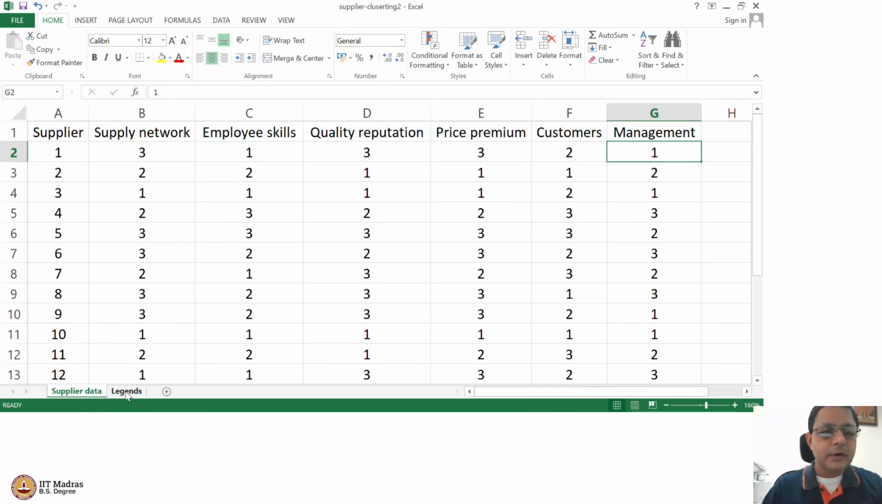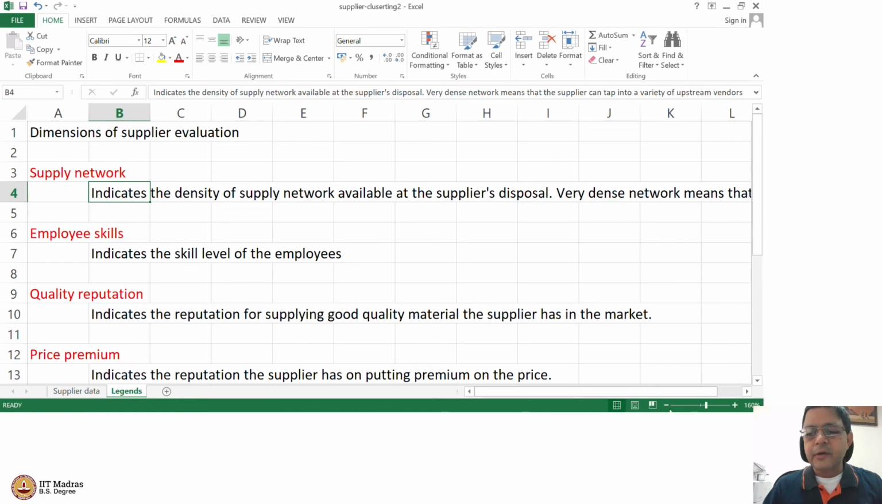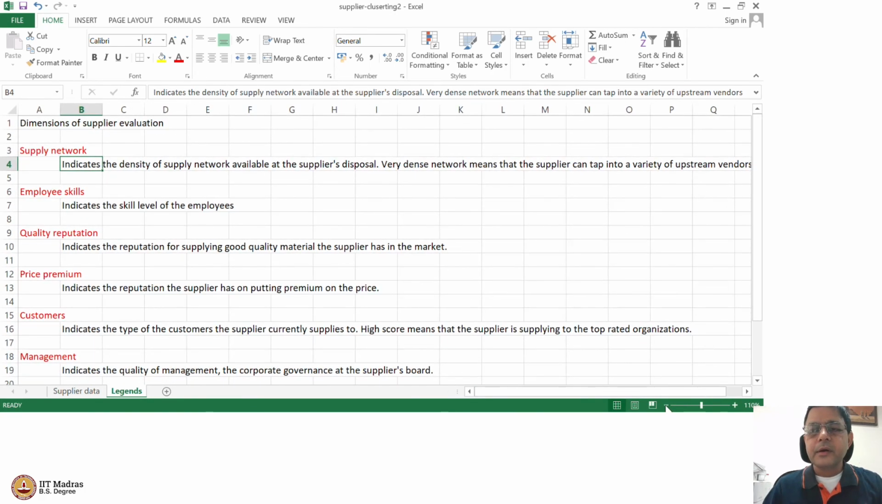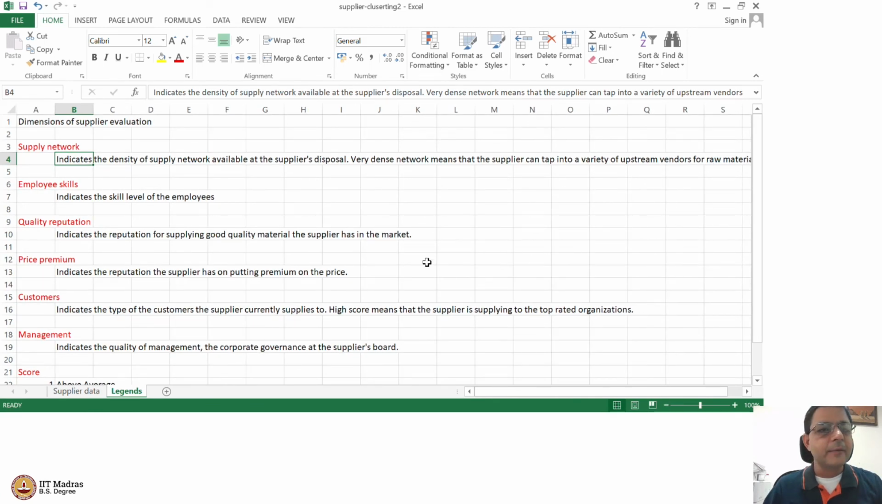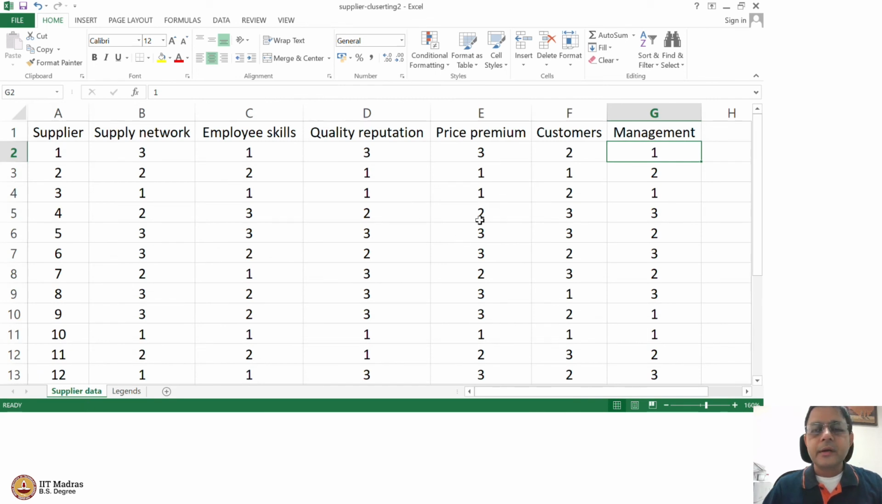And just to give you, this is what we had said, right? Supplier networks indicate the density and the quality of the supplier network, right? Really good dense network indicates that they have a good sourcing network. They have a variety of upstream vendors for raw material. Employee skills, level of skills of the vendor, the employees of the vendor, quality reputation, price premium, customers, senior management. And as we said, there are 3 kinds of ranking scores. 1 means above average, 2 means average, 3 means below average. So here 3 in terms of price premium means below average price premium this supplier is charging.